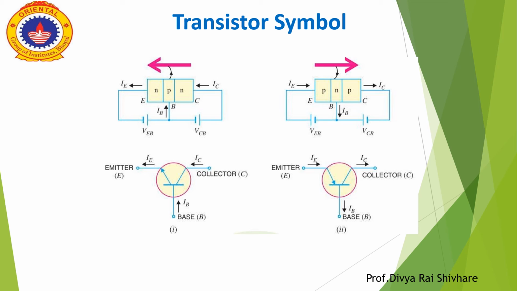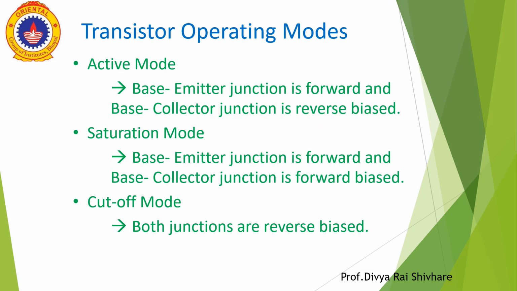Now transistor symbol. Here we see the symbol of transistor, which we already saw in previous slides, NPN transistor and PNP transistor. Three terminals of transistor are emitter, collector and base. Through emitter terminal, emitter current IE flows. Through collector terminal, collector current IC flows, and through base terminal, base current IB flows.